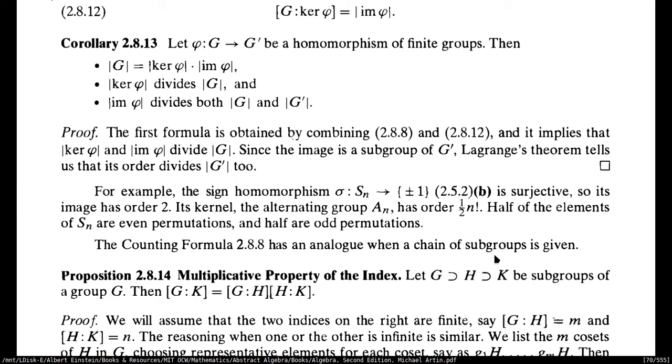I'm messing it up, but the order of An is equal to half the order of Sn, right? The next sentence is that half of the elements of Sn are even permutations and half are odd permutations. So the even permutations can be given the sign +1, or the odd permutations can be given the sign -1.